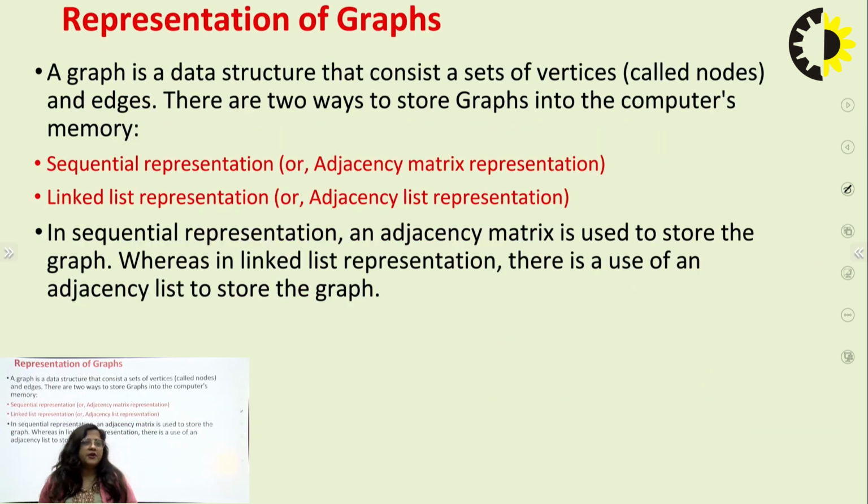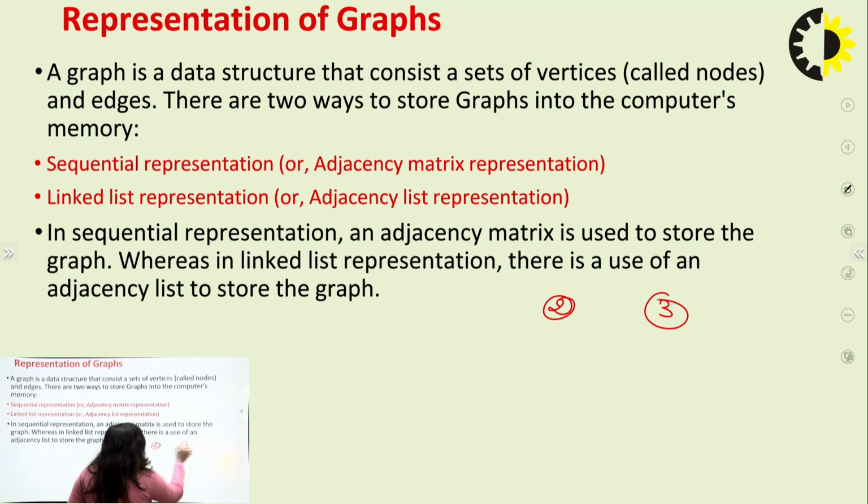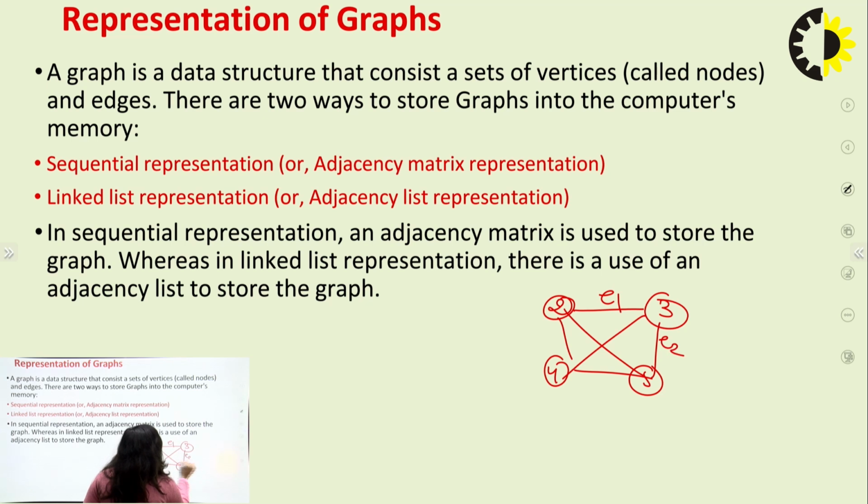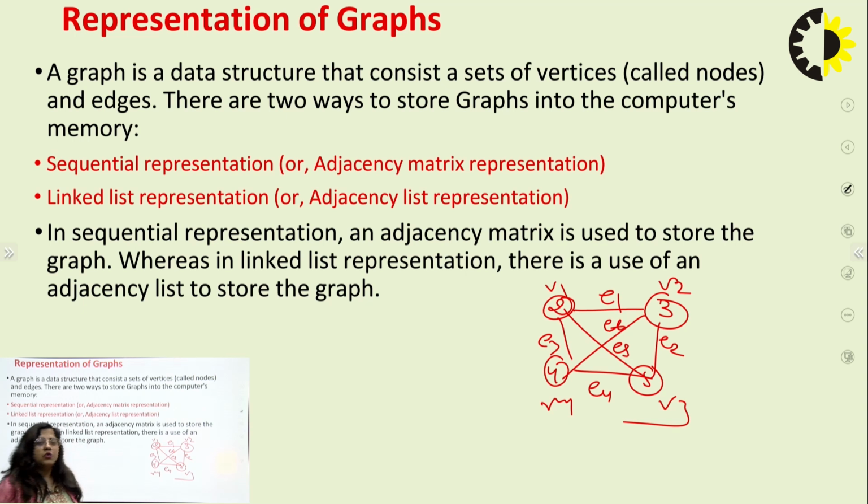Now the representation of a graph. If you have a graph, according to this graph there are 4 vertices, V1, V2, V3 and V4, and these vertices are connected by different edges E1, E2, E3, E4, E5 and E6. So this is a graph and now I want to implement this graph in our system. Then how? There are two types of representation.